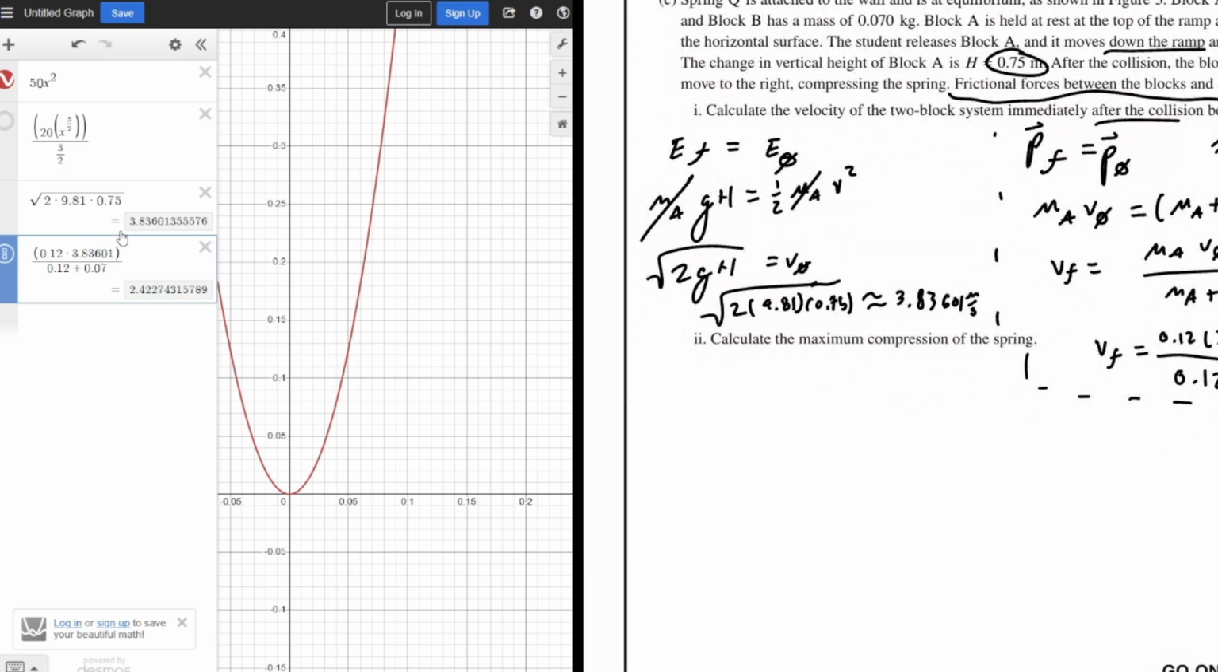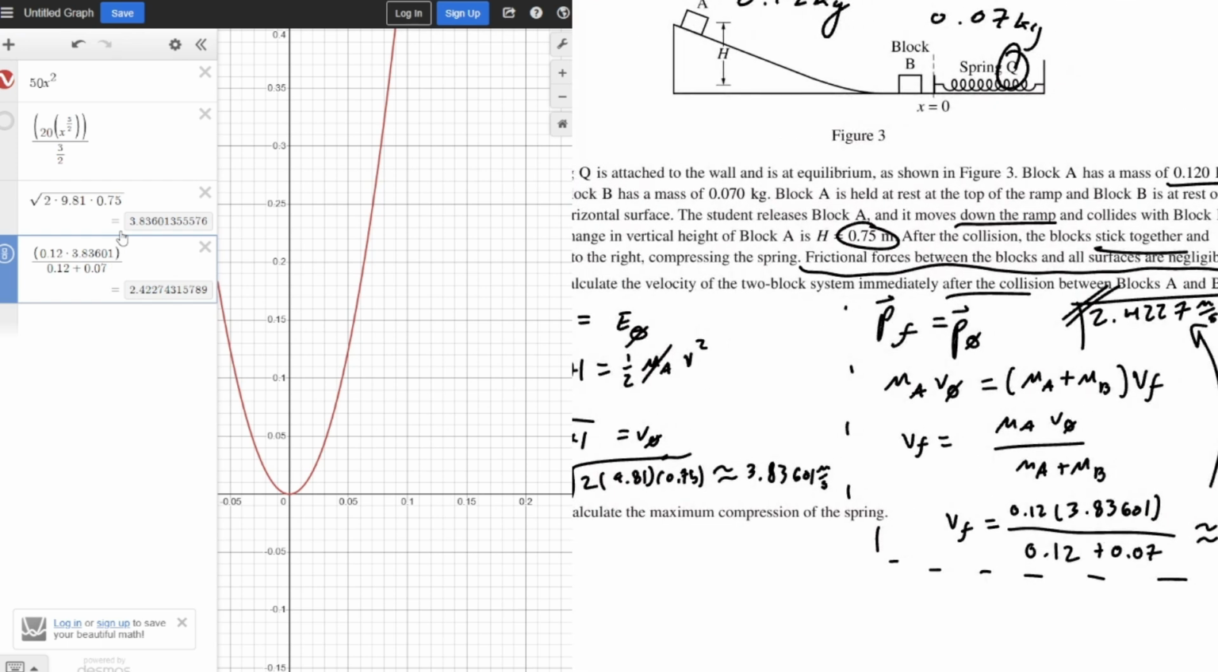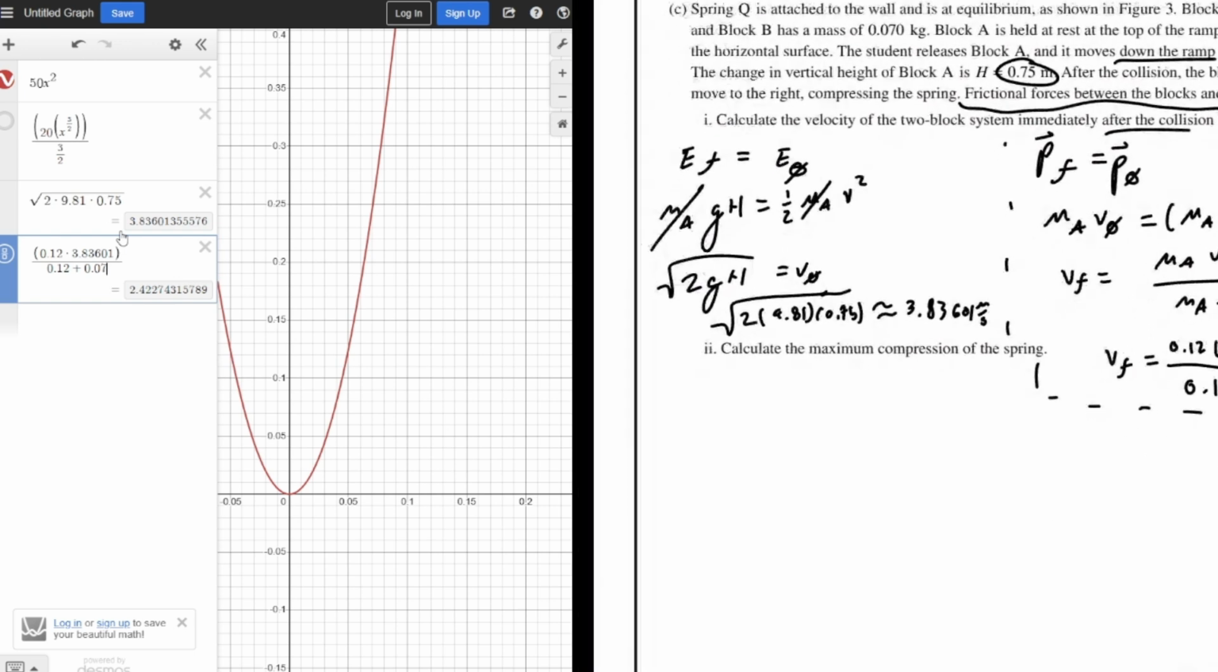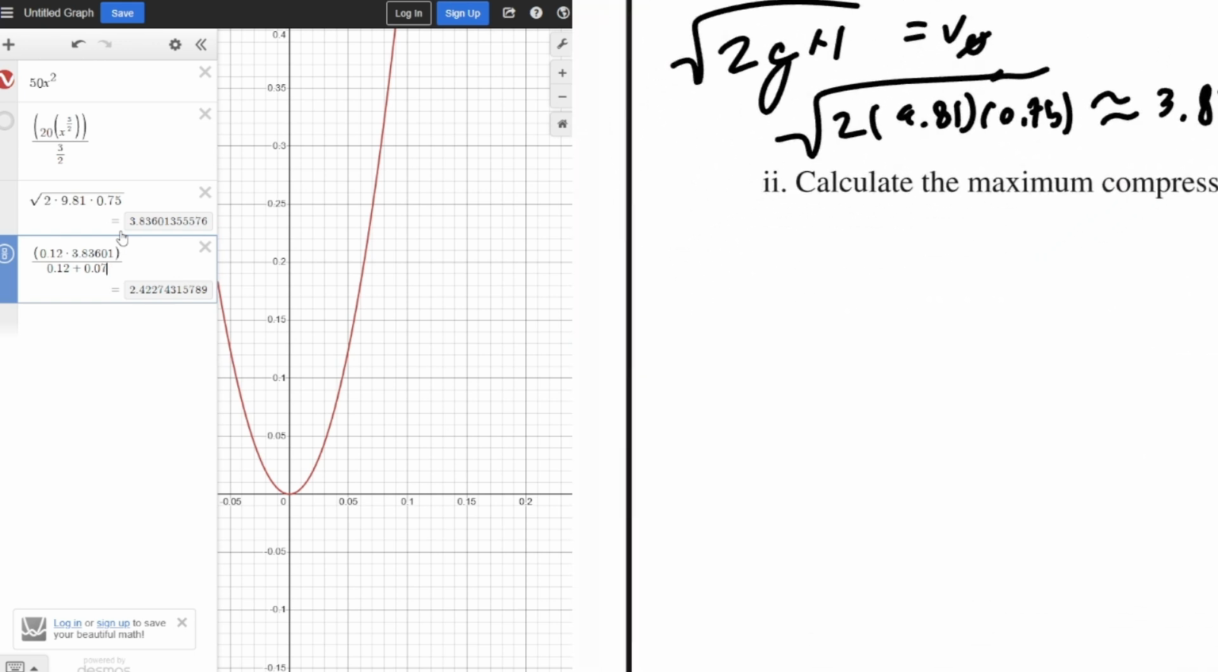Now it says calculate the maximum compression of the spring. Normally you might be thinking, okay, I would do conservation of energy. You can absolutely do that, because we know the spring used is spring Q. There's multiple ways to do it. I can go through both, but I'll go through the one College Board does just really quickly.